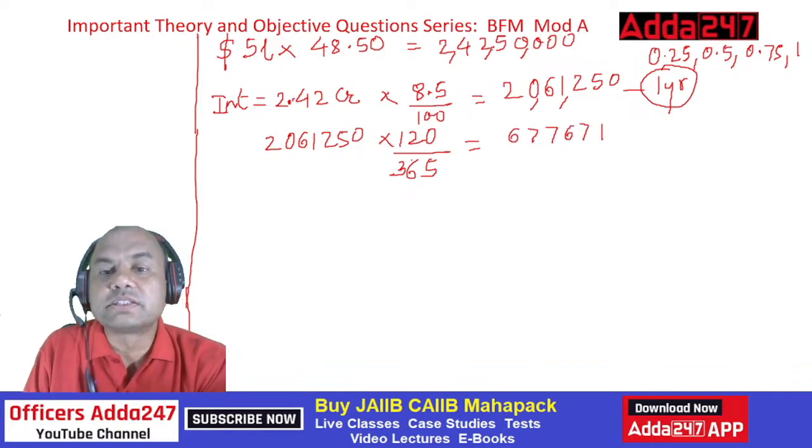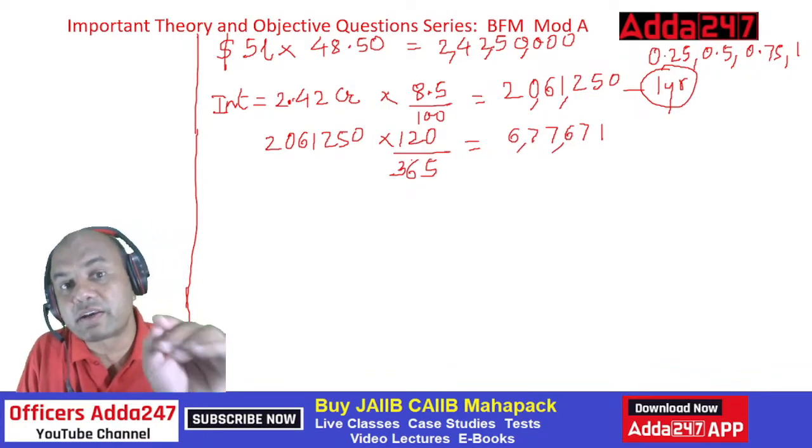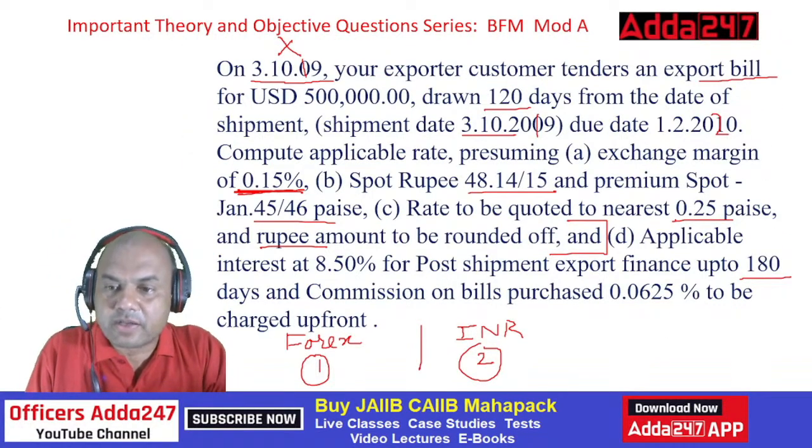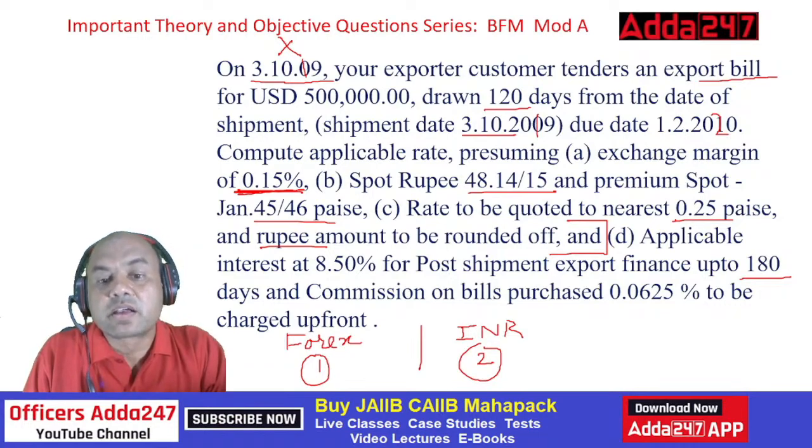677,671. This is the amount. So this interest comes to 6,77,670. This is the interest. But what is given about the problem? There are two things given. One is the interest up to 180 days, and second is commission.